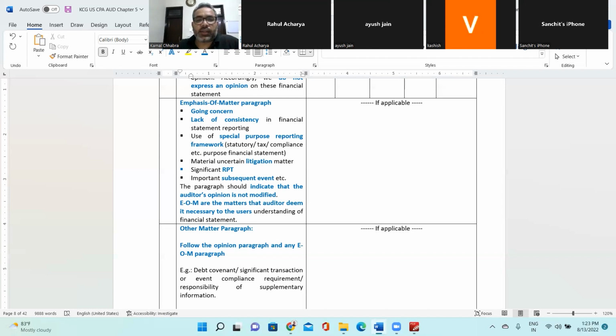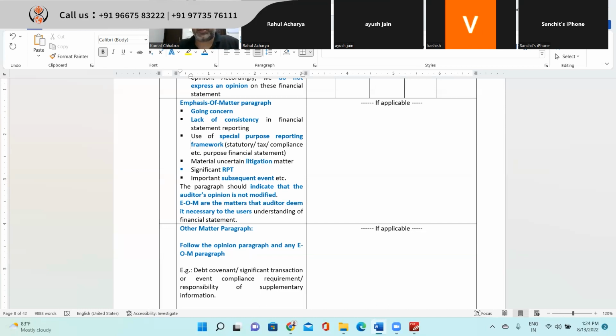Next is material uncertain litigation matter. If any litigation matter is uncertain and you feel it may have a material impact in future on the financial statement, and you wish to bring it to the attention of the user of the financial statement. Significant related party transaction, if you want to bring it in, this is all professional judgment of the auditor, right? It's not mandatory, but it's professional judgment of the auditor. If you believe it's good to bring to the attention of the user of the financial statement, then you'll be adding it into the emphasis of matter paragraph. Important subsequent event.